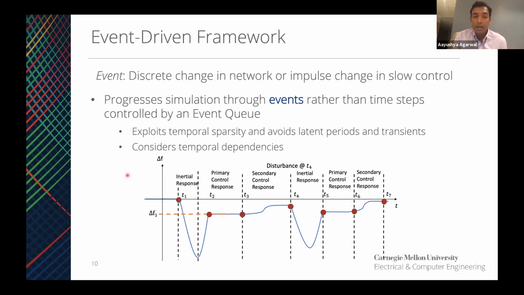So in this example here, we've got a system in which we have an initial disturbance at T1, then we get our primary control response at T2. At T3, our secondary control response starts, and then before our secondary frequency response is able to get the frequency deviation to 0, a disturbance happens at T4, and we repeat the process. So as you can see, we don't have an exact time step, but rather we're looking at the events that actually occur.